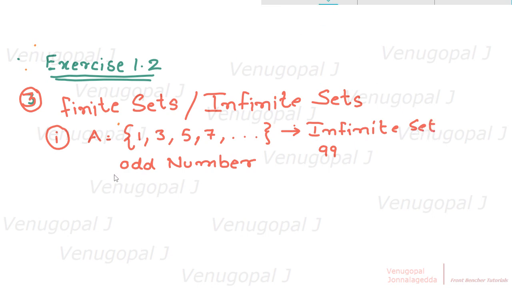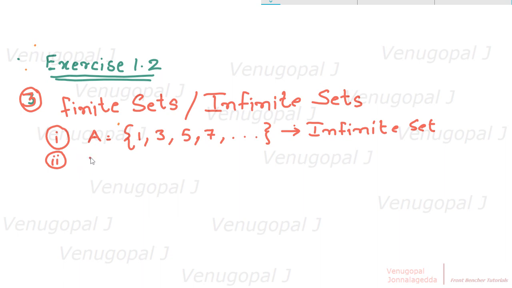Okay, so this is a set of odd numbers. It does not have a definite ending, so that means it's an infinite set. The triple dot represents a continuation of the set of odd numbers, and it is not ending anywhere.